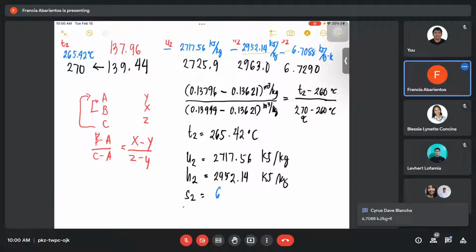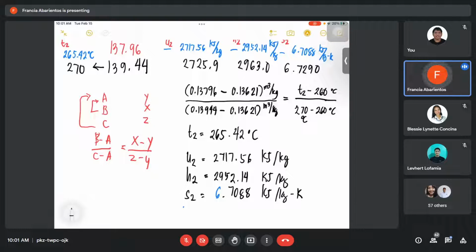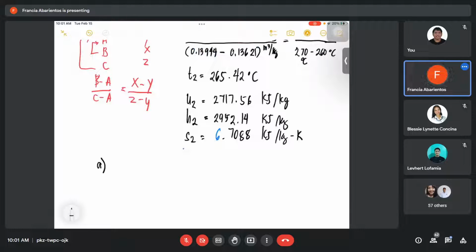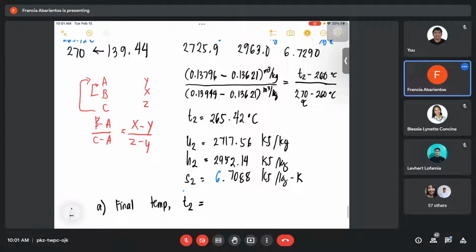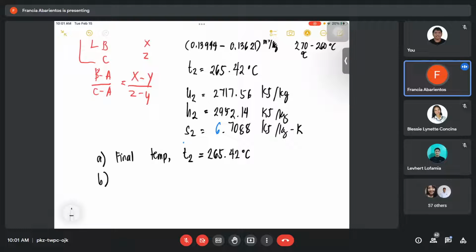So we have now 6.7088 kilojoule per kilogram Kelvin. Okay. Wala pa tayo class na solve sa mga pinapahanap. Kinuha lang natin yung state points at 1 and the state points at 2. Okay. So, ano yung tanong sa atin sa letter A? What is the final temperature? Since we already solved that, it is equal to temperature at point 2, which is 265.42 degrees Celsius.